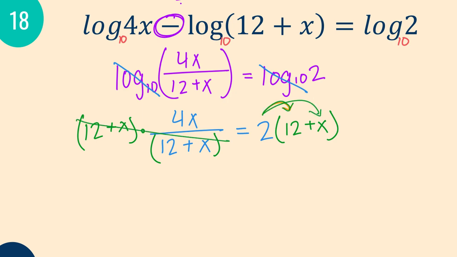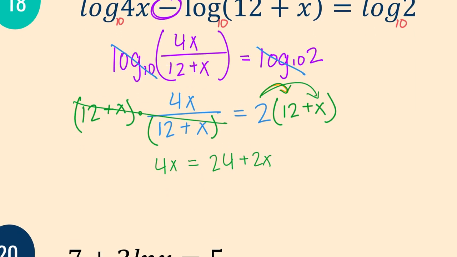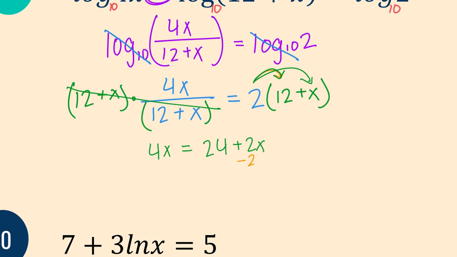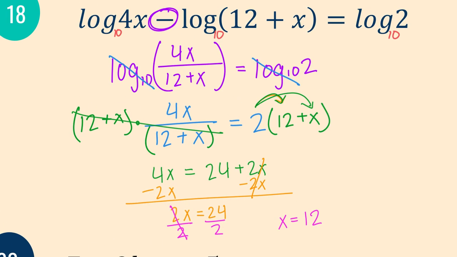These are going to cancel out. You're going to have 4x equals 24 plus 2x. Next, you're going to go ahead and subtract 2x from both sides to get x by itself. You're going to get 2x equals 24. And then don't forget, last step is to divide by 2 on both sides of your equal sign. And x equals 12 as your answer.